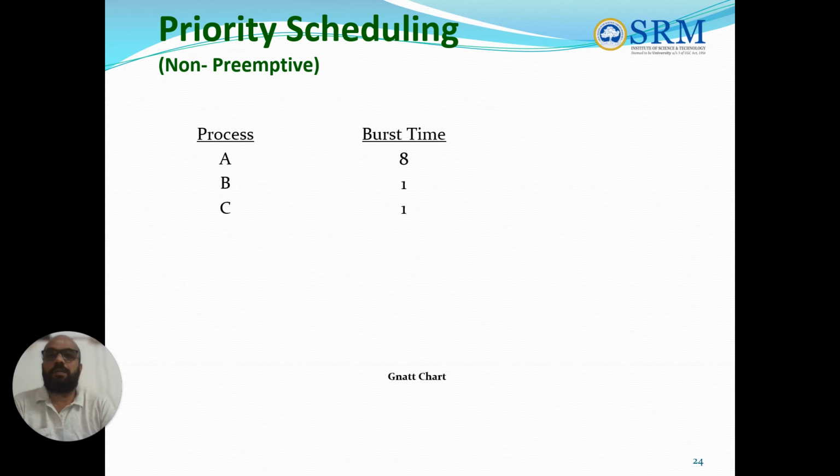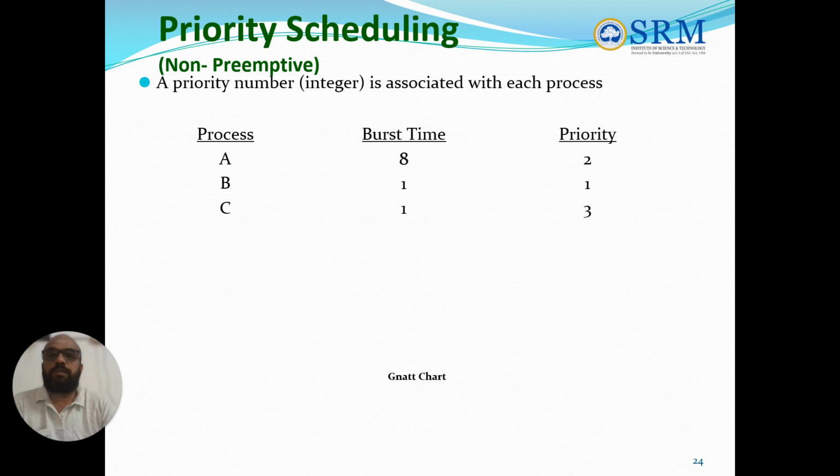First, non-preemptive. Here we have the processes A, B and C, and the burst times are 8, 1 and 1. We have given priority 2 for A, priority 1 for B and priority 3 for C. Priority is a number associated with each process, and here the smaller the integer, the higher the priority.